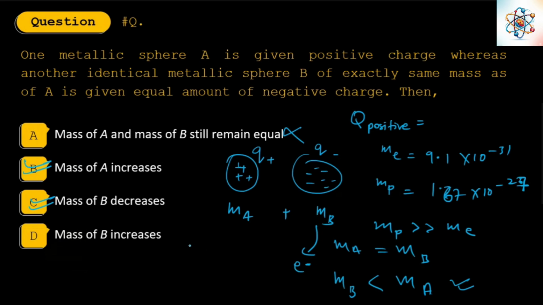Mass of B increases. This is also wrong. So there are two correct options and two wrong options in this question. Did you get it? Like what we exactly did? All right, let's do another problem.